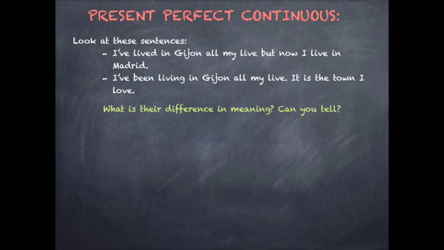We would negate the first auxiliary have, I haven't been living, and when there's a question, it will also be the one changing positions with the subject. Have you been living? The structure is not complicated, right? But what's the difference in meaning, can you tell? Stop the video for a moment and try to guess this difference. I will comment on it in a few seconds.